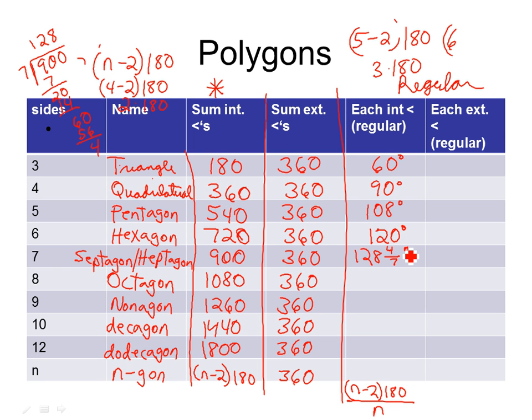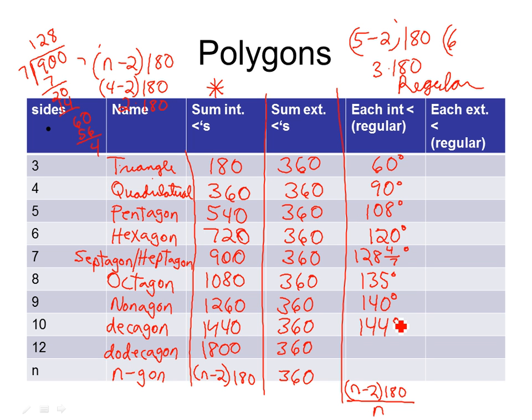How about an octagon? 135. Is that back to a normal angle? Yeah. How about a nonagon? 1260? 140. Does it come out even? How about a decagon? Was nonagon wrong? No, it's right.